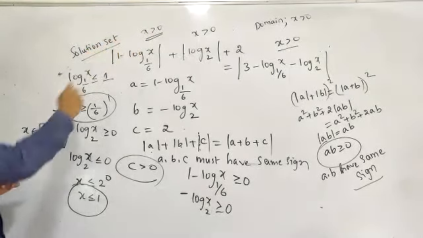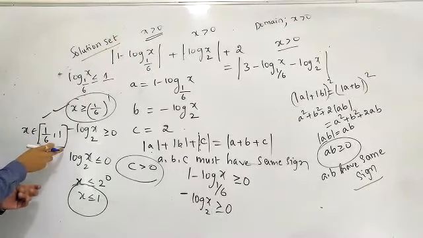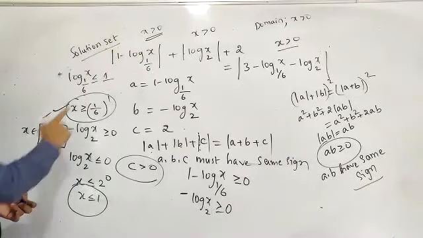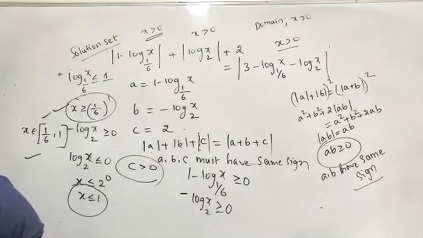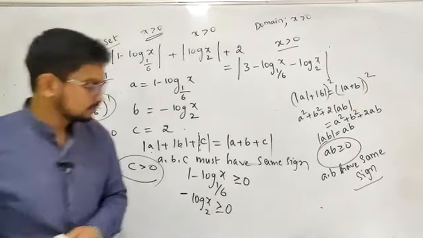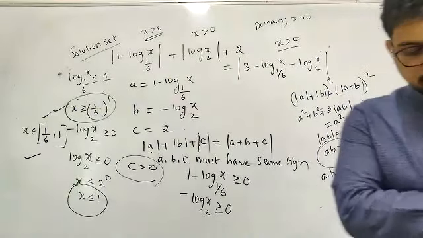Domain is X greater than 0, and whatever the interval which you are taking is still greater than 0. So this will be the final answer. 1 by 6 to 1 is your final answer. Very good, very good, excellent. This has to be the final answer, right?